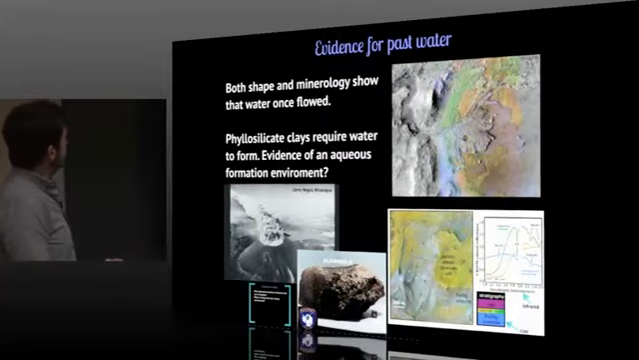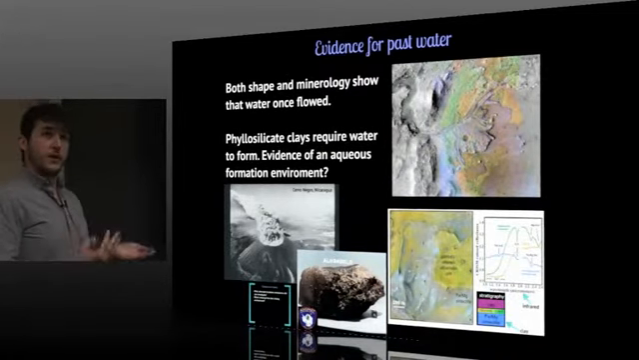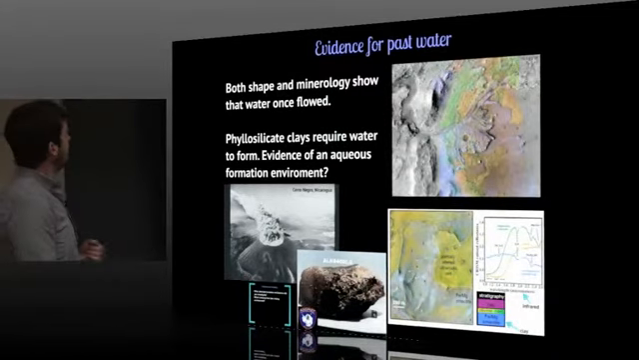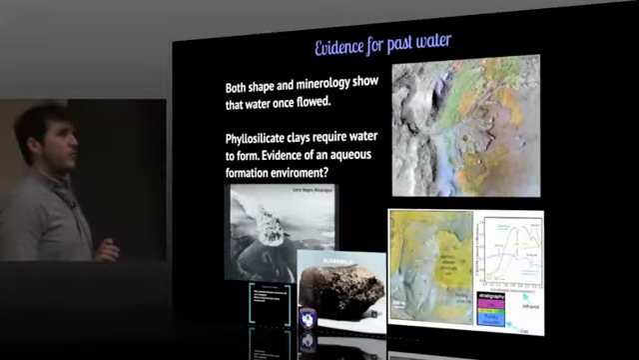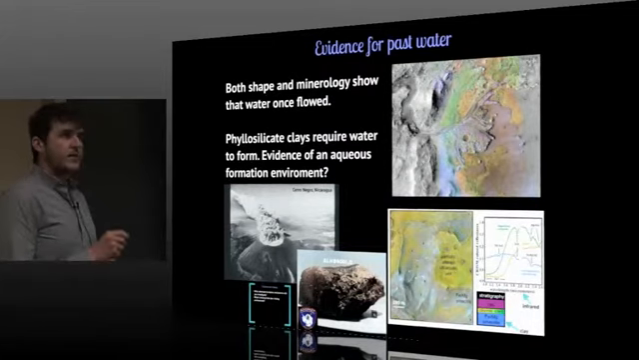And these clays, which are called phyllosilicates, because they have silica and because they're layered like phyllo dough, require water in order to form. So if you have water and you have silicates, you can make a phyllosilicate clay, and that's what we're seeing from space here via infrared spectroscopy. At least that's what we think we're seeing. You can never really be sure until you go there and pick up a sample and do detailed mineralogy.